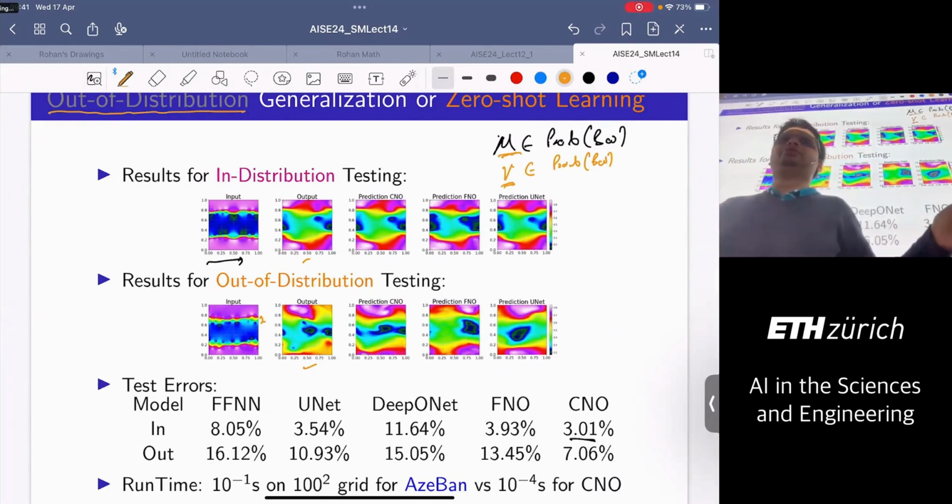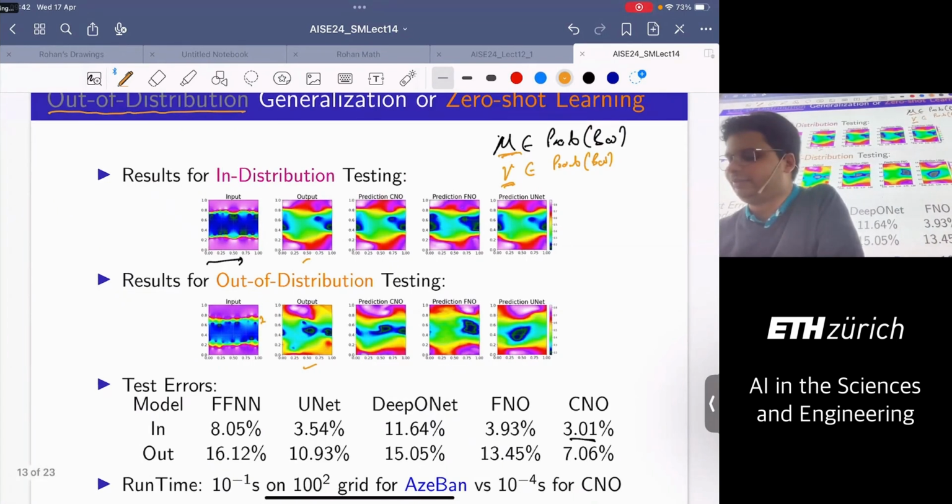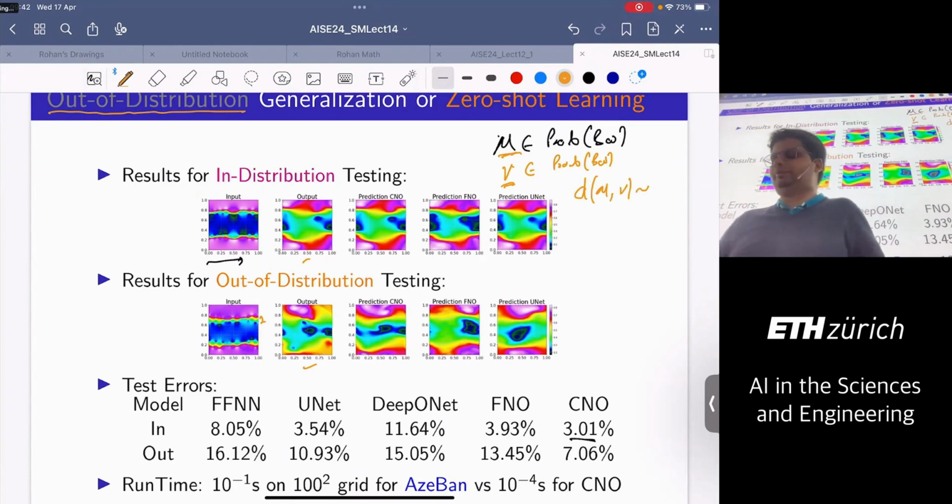It has never seen this test distribution, but this distribution is not completely off, right? It is still relatively close. In other words, you can't have a norm, but you can have a distance between measures. These are close to each other. It depends on what metric you take, but these are within, let's say, 50% of each other, roughly speaking. So they're not completely far.